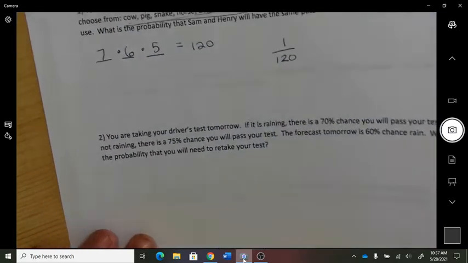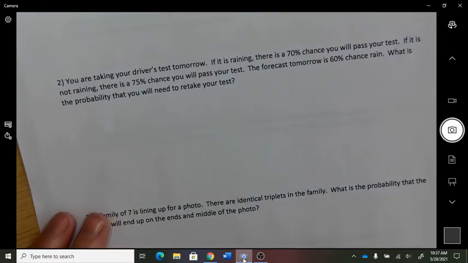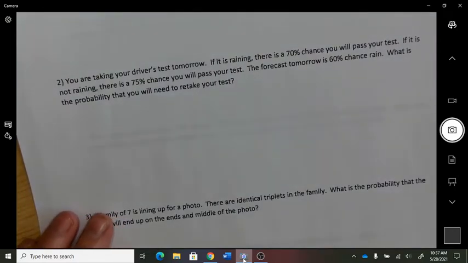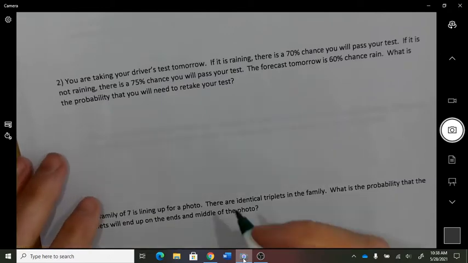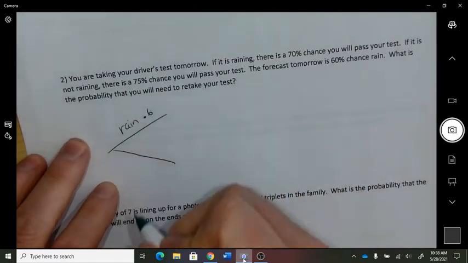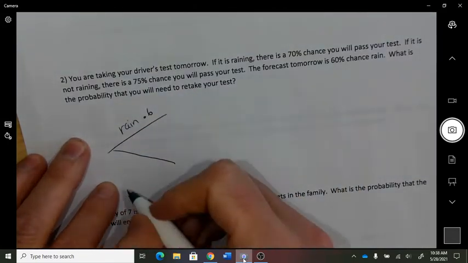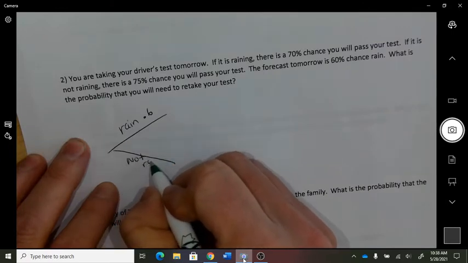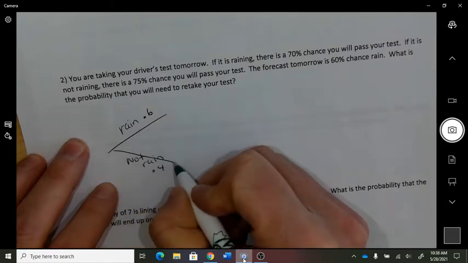You're taking your driver's test tomorrow. If it's raining, you're going to have a 70% chance to pass. Oh, and if it's not raining, you're going to have a 75% chance to pass. There's a 60% chance of rain. Okay, so rain, there's 0.6 chance. Not rain, you have a 40% chance that that would happen.